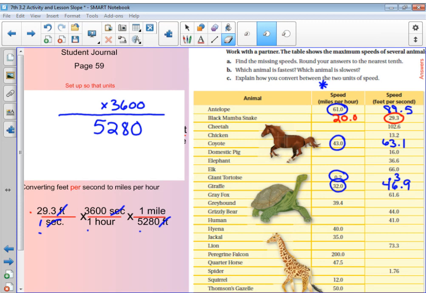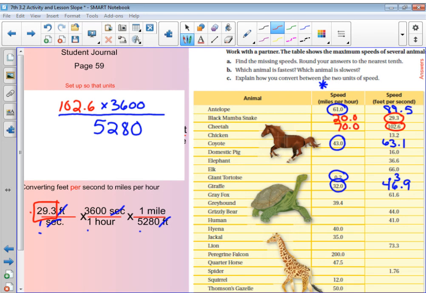So the next one we had that we haven't done is, whatever this is, the Cheetah, that had 102.6 feet per second. So we're going to substitute that in this spot right here, 102.6. So now in my calculator, 102.6 times 3,600, and divide that answer by 5,280. And when I do that, I get 69.95, and the 5 is going to tell the 9 to round up, which then the 9 is going to tell my whole number to go up to the next one. So instead of 69, it becomes 70.